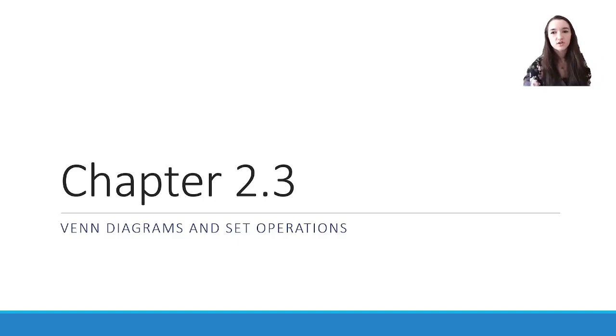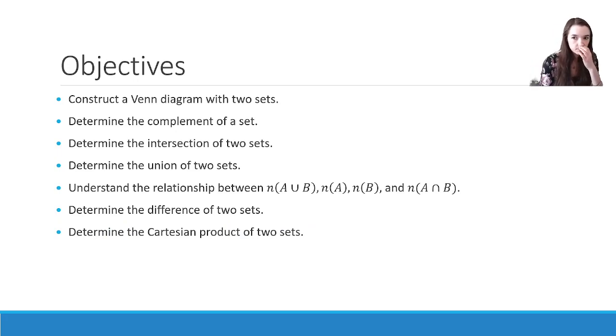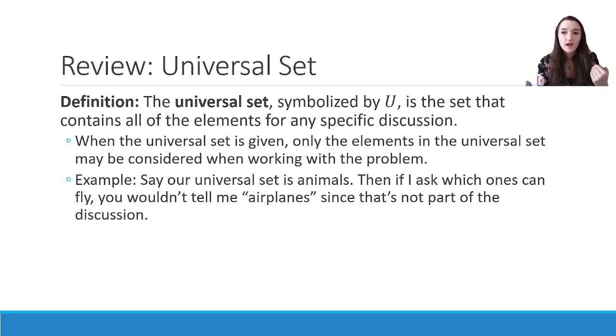Chapter 2.3, Venn diagrams and set operations. In this chapter, we're going to be looking at using our understanding of what a set is to relate sets to each other. As a review, remember that the universal set, which we symbolize as U, is the set that contains all the elements of any specific discussion.